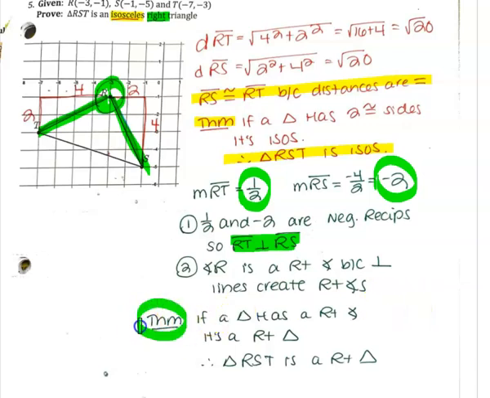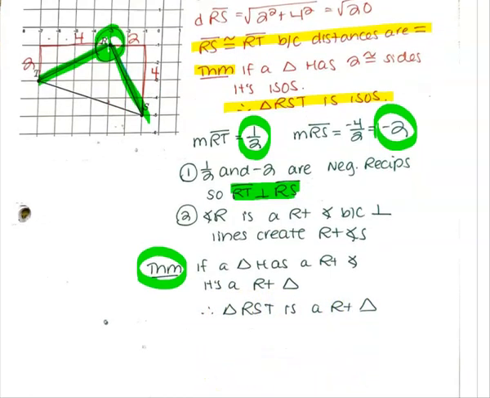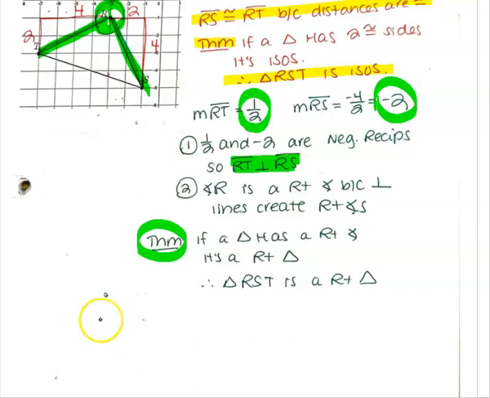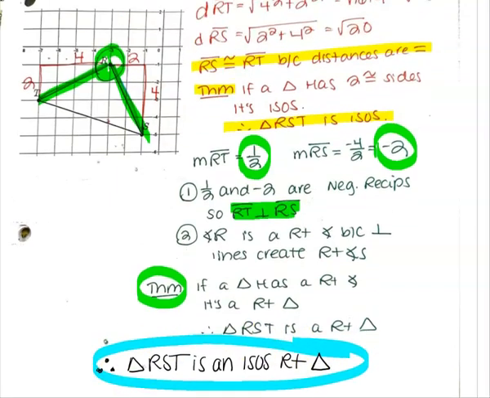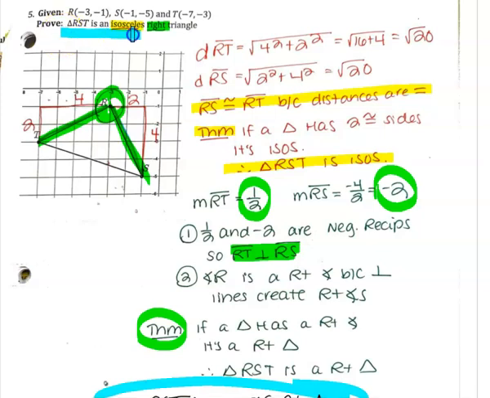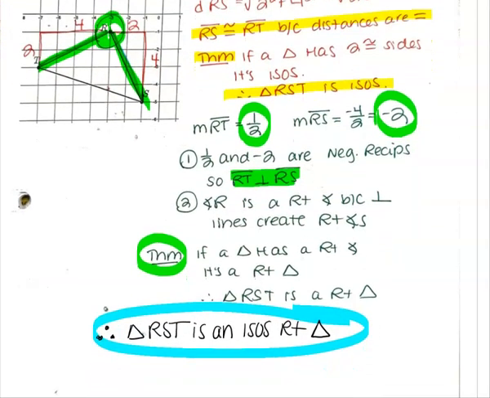I tied it back to a theorem. If a triangle has a right angle, it's a right triangle. Therefore, triangle RST is a right triangle. And then, I'm going to do one final conclusion here. Therefore, triangle RST is an isosceles right triangle. And that ties it all back in together with what I was originally asked to do in my proof line.